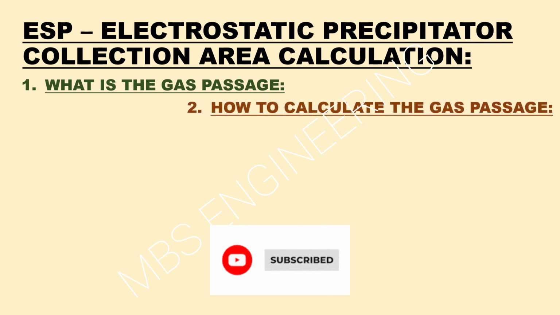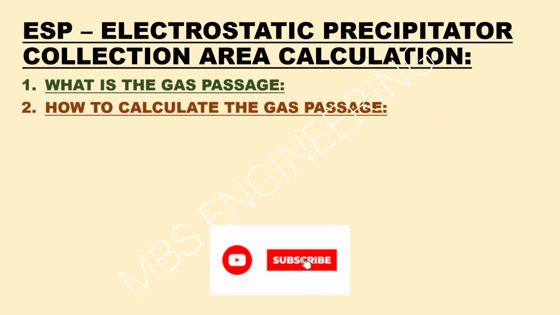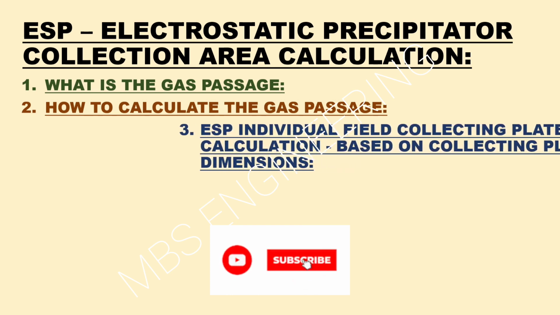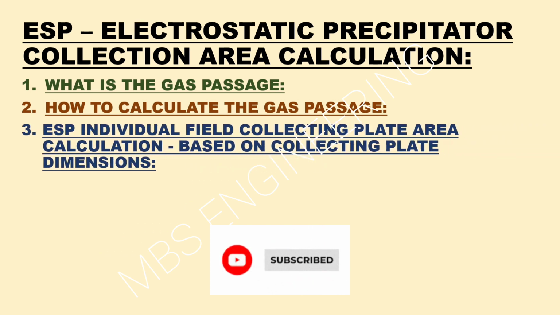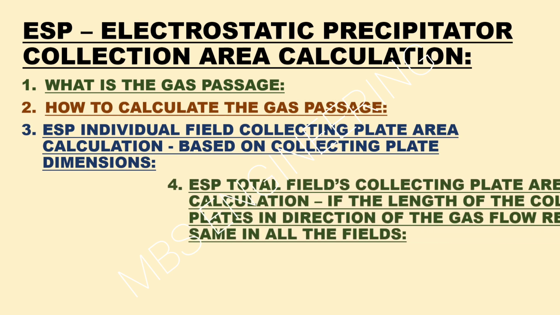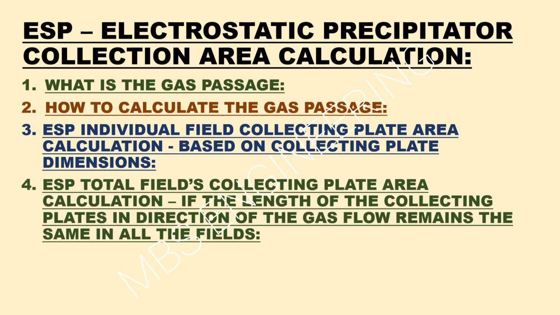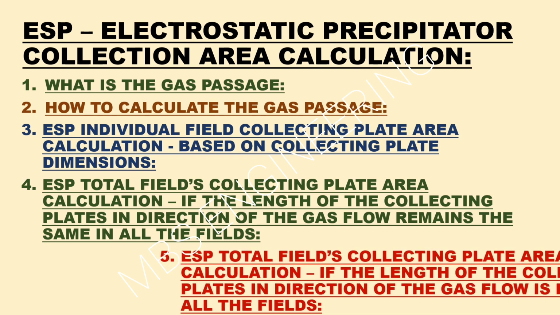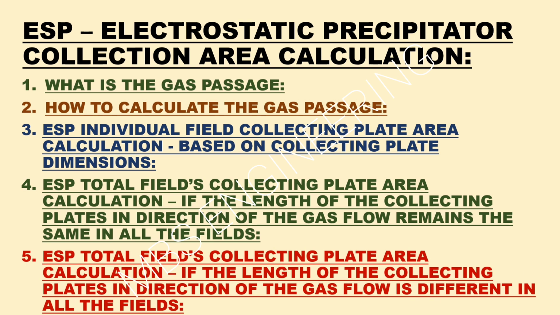The first topic: what is the gas passage? Second topic: how to calculate the gas passage. The third topic: ESP individual field collecting plate area calculation, based on collecting plate dimensions. The fourth topic: ESP total fields collecting plate area calculation, if the length of the collecting plates in the direction of the gas flow remains the same in all the fields.